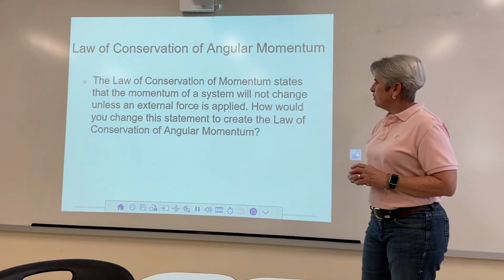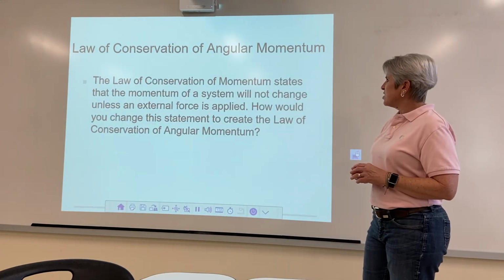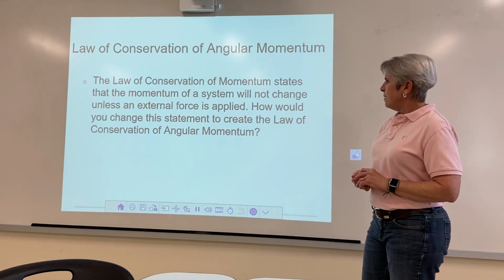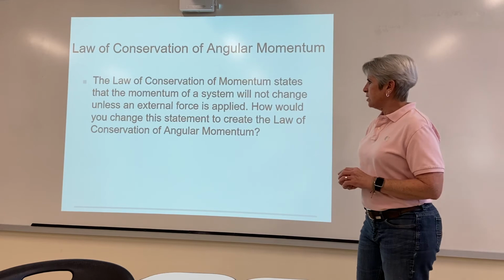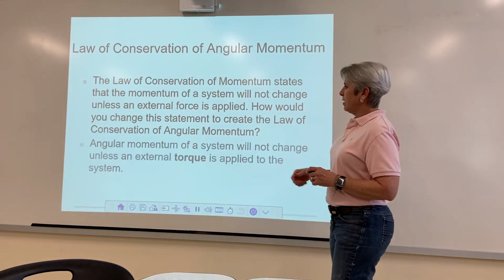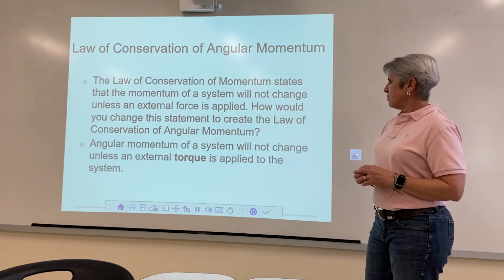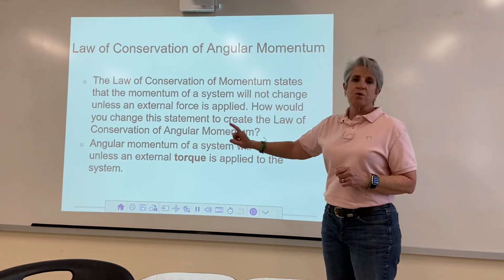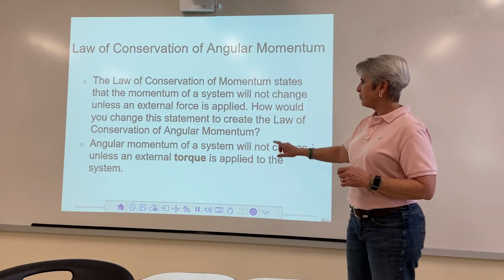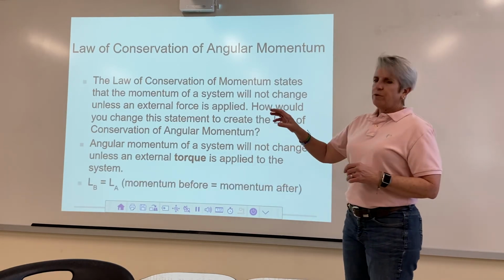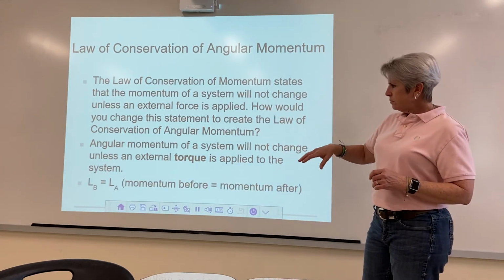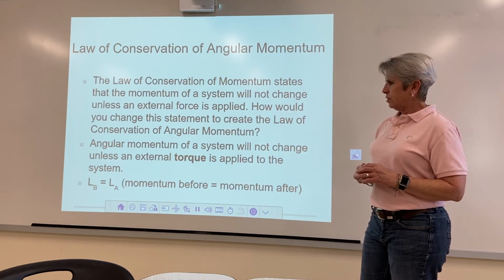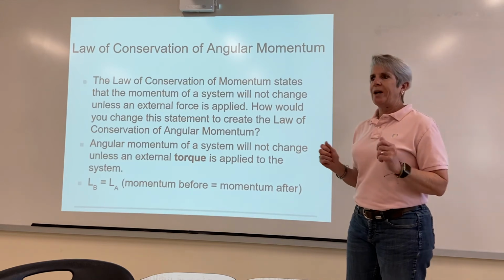So the law of conservation of momentum states that the momentum of a system will not change unless an external force is applied. How would you change this statement to create the law of conservation of angular momentum? We would say the angular momentum of a system will not change. Instead of saying an outside force, we would say there's an external torque on the system. So the momentum before any scenario will always be equal to the momentum after that same scenario if there are no outside torques.